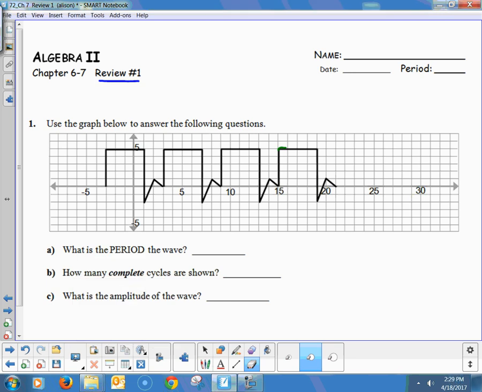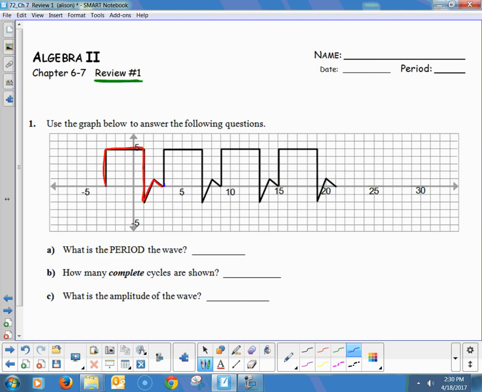Hello Algebra 2 and welcome to the Chapter 6 and 7 Review Number 1 video. You do have skipping abilities, so if you know how to do these problems, you can skip ahead to see what the answers are. Problem 1 gives us this very odd periodic function.